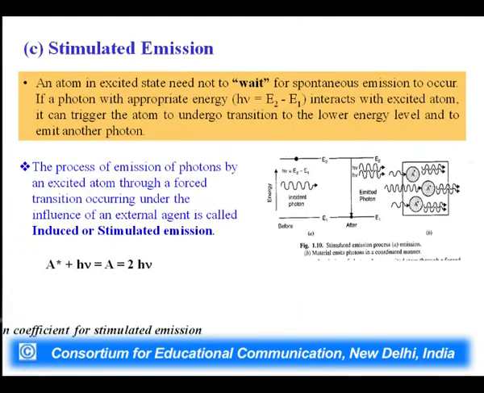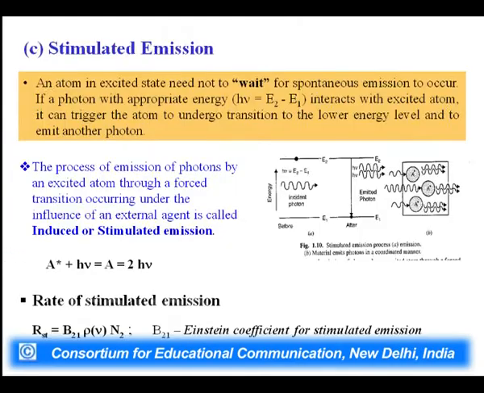Next, the important third process is stimulated emission. An atom in the excited state has to wait for extra energy to stimulate it. An atom in the excited state need not wait for spontaneous emission to occur if a photon with the appropriate energy h nu equal to E2 minus E1 interacts with the excited atom. It can trigger the atom to undergo transition to the lower level and emit another photon.